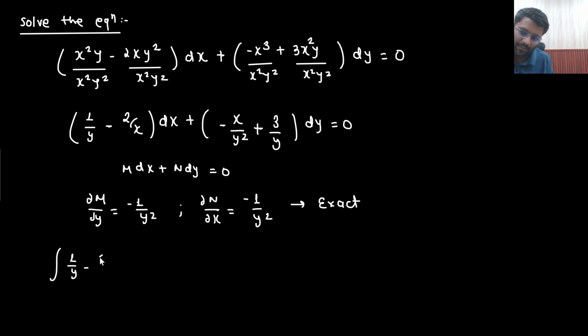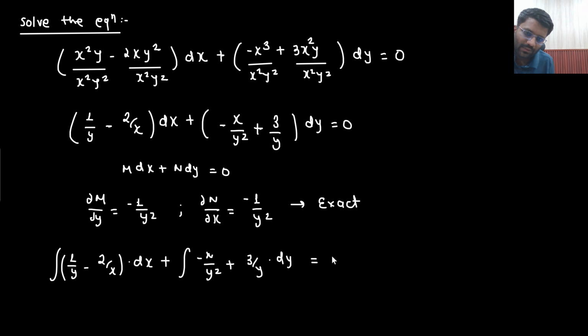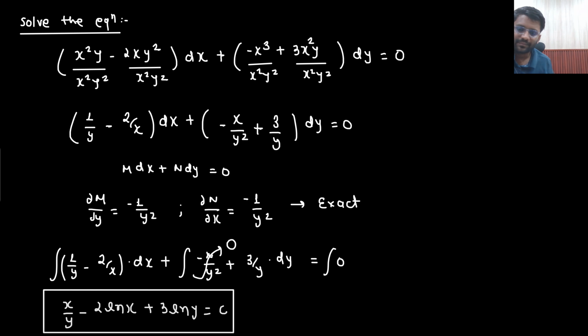(1 by y minus 2 by x) dx plus (minus x by y square plus 3 by y) dy equals constant. Okay. Whatever term is related with x, that would be put down to 0. This will give you 3 ln y. So x by y minus 2 ln x plus 3 ln y equals constant. There you go, this is the answer.